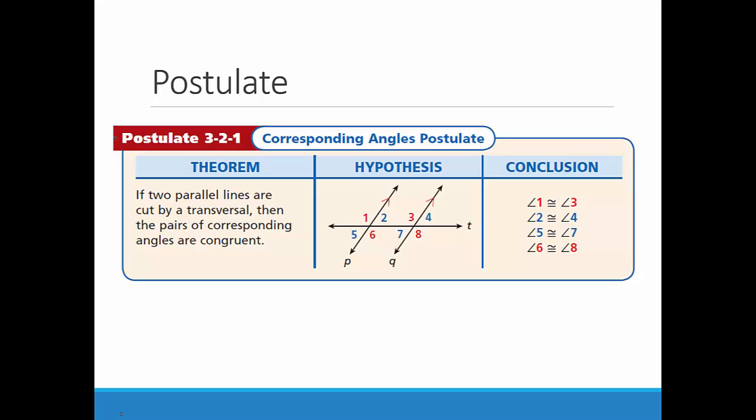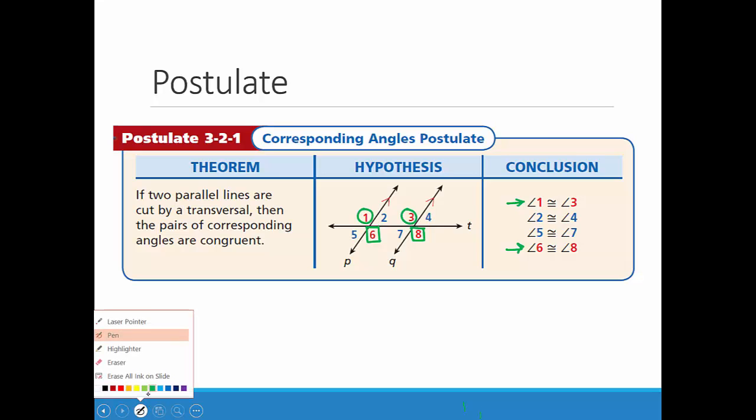If two parallel lines are cut by a transversal, then the pairs of corresponding angles are congruent. This is a postulate, and remember that's something we don't need to prove, we can just accept as true. Like angle 1 and angle 3, those are corresponding and those are congruent. And angle 6 and angle 8 are corresponding, so those are congruent. But remember, we also know that vertical angles are congruent. So 1 has to be congruent to 6, and 3 has to be congruent to 8.